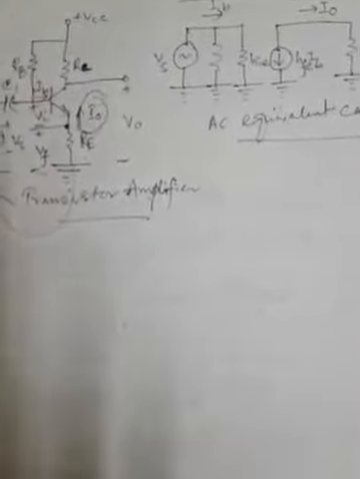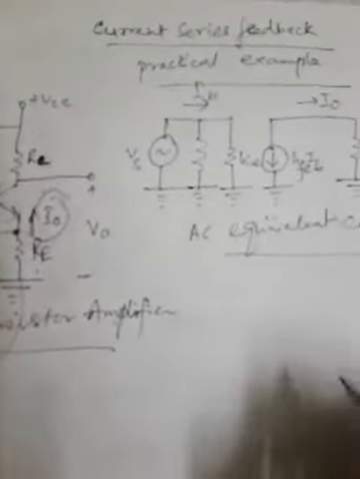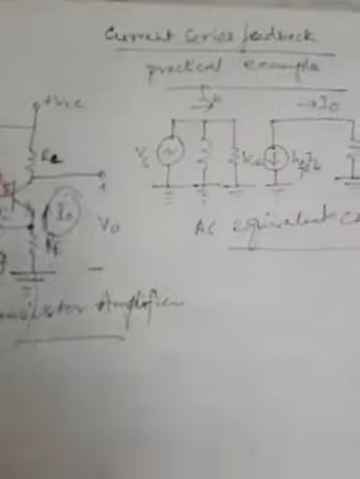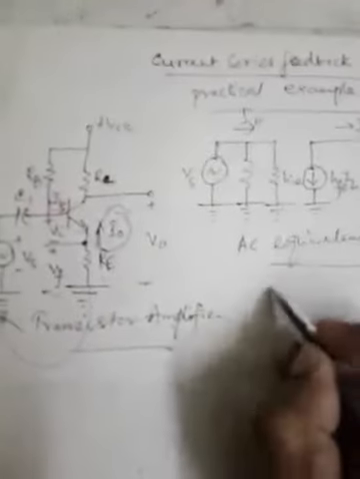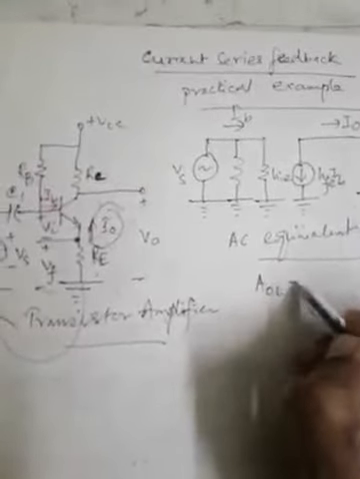So now, with respect to this circuit, let us find the different parameters based on this equivalent circuit and the original circuit. The open loop gain AOL, that is gain without feedback.